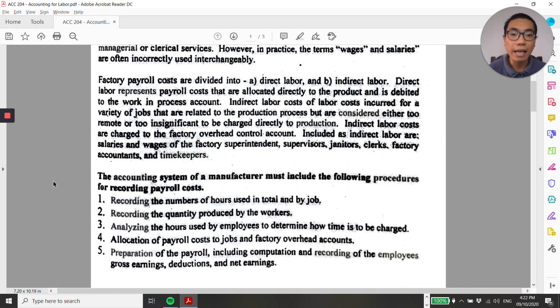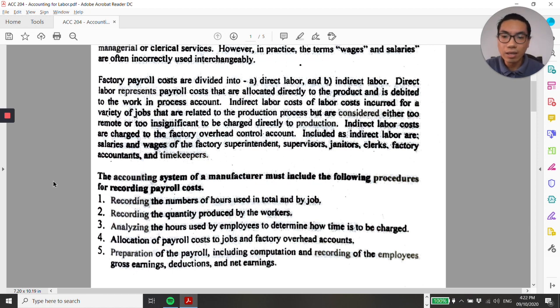When we say direct labor, as a recap, these are the compensation of those employees or personnel who have an active participation in the production of certain products of a company. Whereas indirect labor are the compensation of employees who don't participate in the production but contribute in the completion of the product.